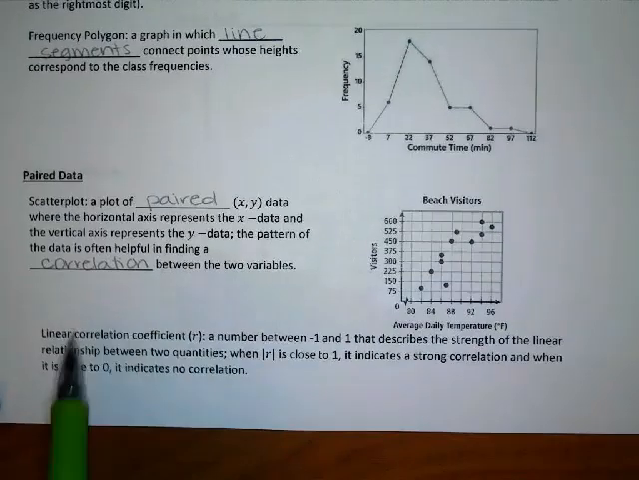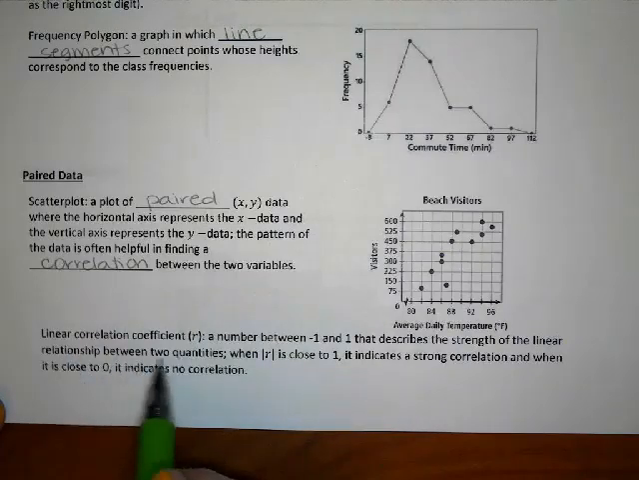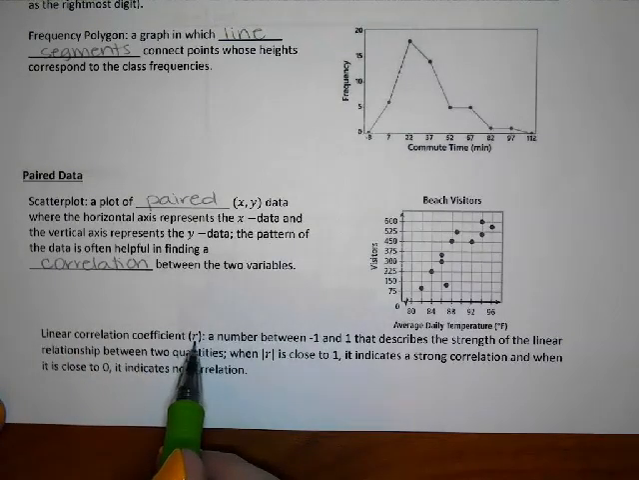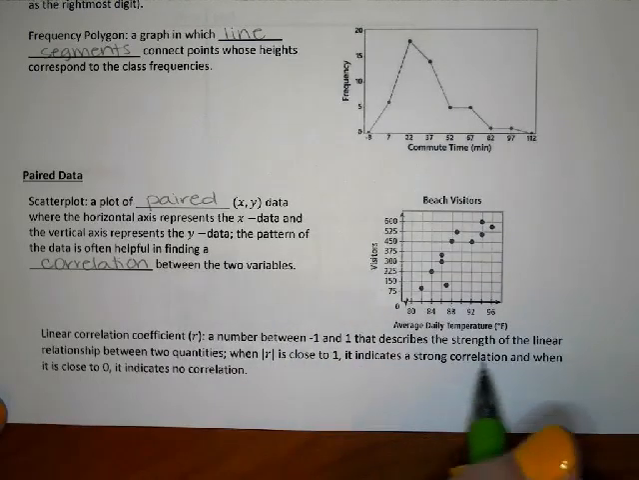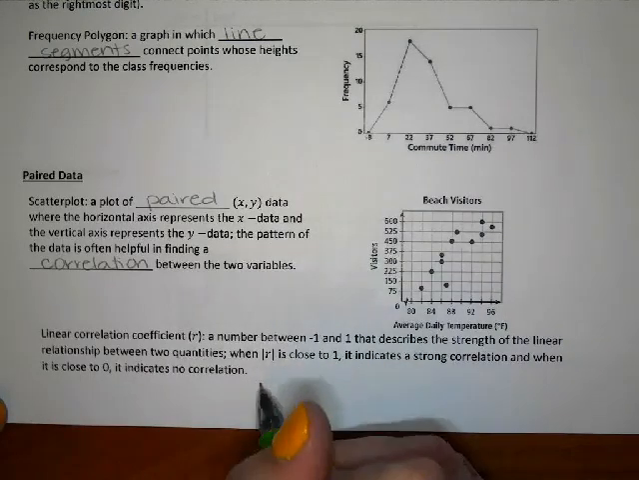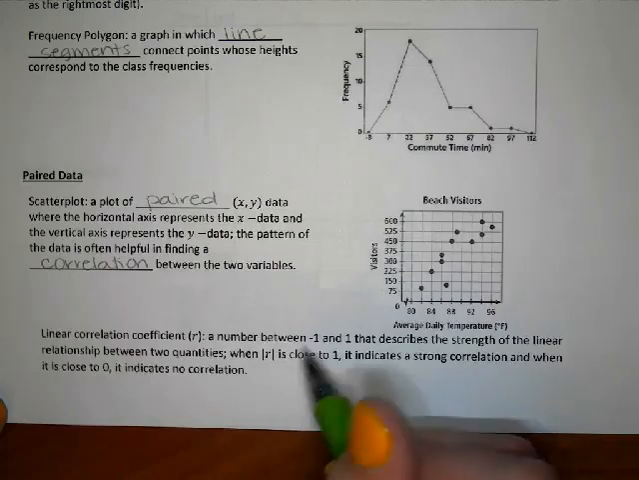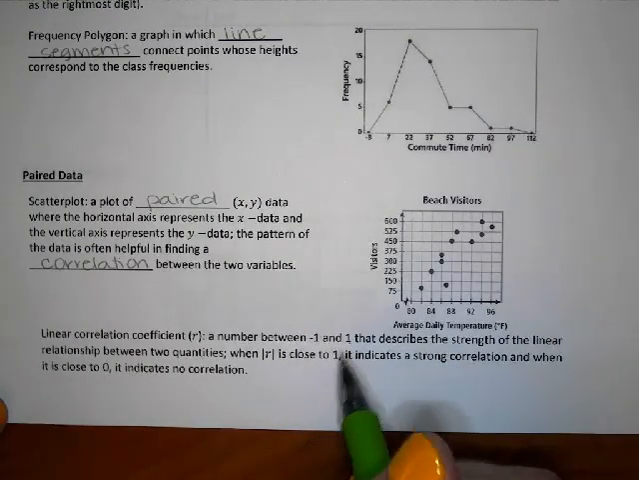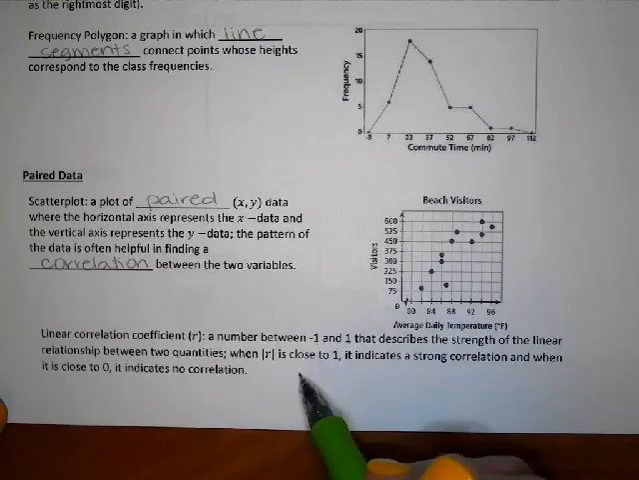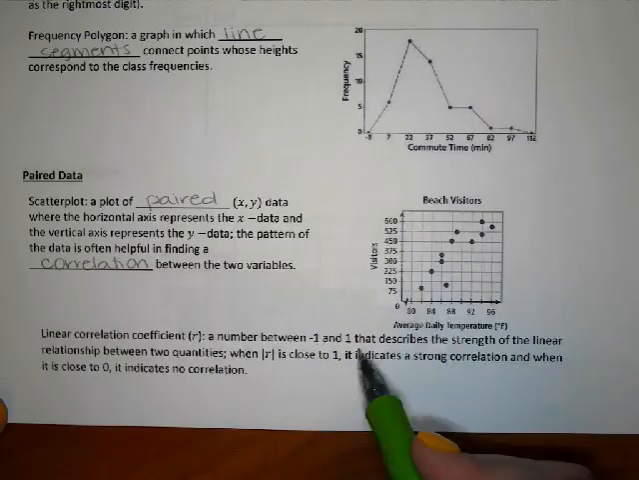In relation to scatter plots, a linear correlation coefficient, typically R, is a number between -1 and 1 that describes the strength of the linear relationship between two quantities. So if your R value is very close to -1 or very close to +1, you would say that your scatter plot is very, very linear. You could probably draw a line between the points.